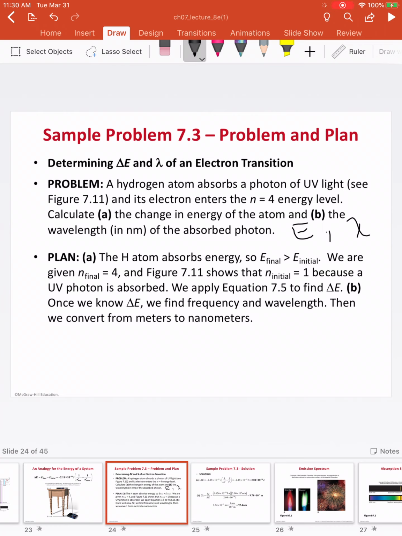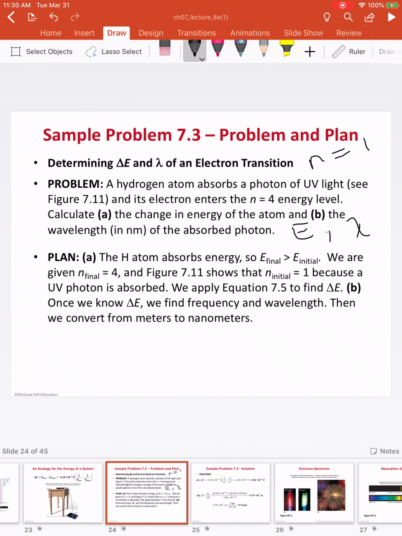Now you can see here, we are given N equals 4, and it is absorbing a photon of UV light, and it's a hydrogen atom. Remember, we talked about UV light being emitted when the excited electrons come to the N equals 1 level. Visible light would be N equals 2, and infrared would be N equals 3.